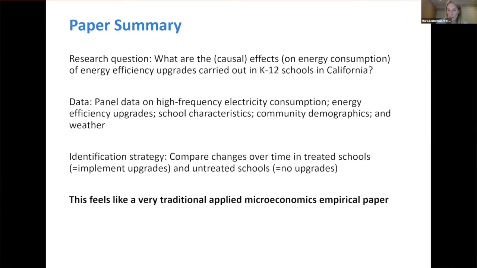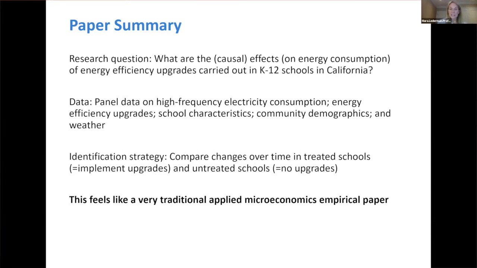So what kind of data do they have? Kind of the data you'd expect them to have. They have a nice panel data set on very high frequency electricity consumption by the school. So that'll be the dependent variable. They have data on the upgrades that were made. They have lots of data on school characteristics, community demographics, and weather. What's their identification strategy? They're going to compare changes over time in the treated schools, which are schools that implemented upgrades, to changes over the same period in the untreated schools, which are the schools that didn't implement upgrades.